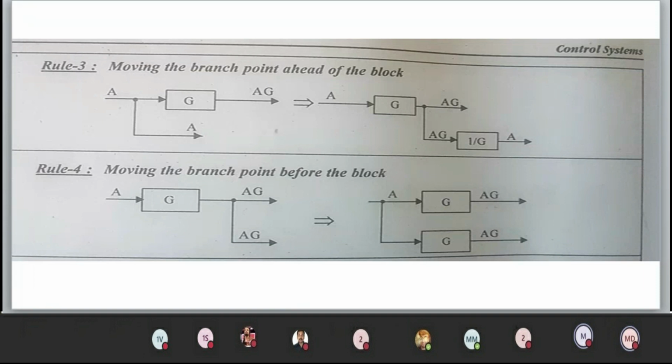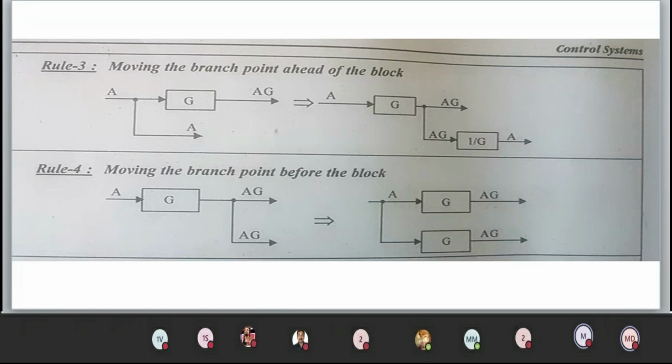What is rule number 3? Moving the branch point ahead of a block. It means you are going to move the branch point towards the right hand side of the block. See, the output at the arrow mark is A. When I want to move the branch point ahead of the block, the output still should remain A. So what should I do? I should divide by the block, 1 by G. So AG into 1 by G gives me A. You can notice that the output remains the same.